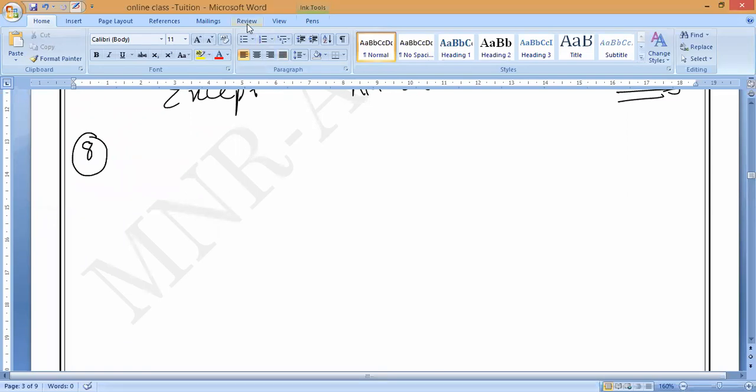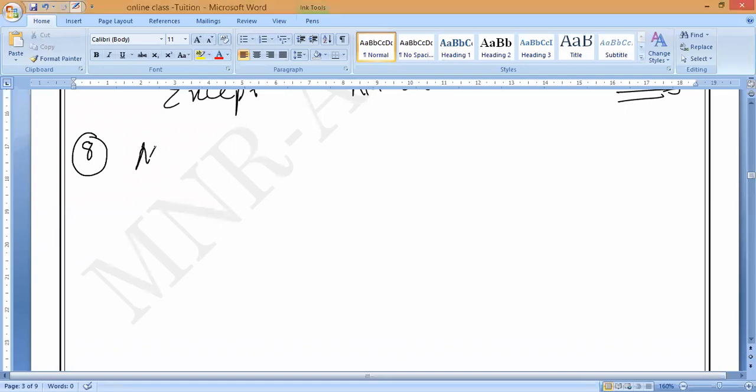What is the state of metals? This is not a new thing. All the metals are in what state? Solid state. But except one metal. What is that? Mercury. That is the eighth property.